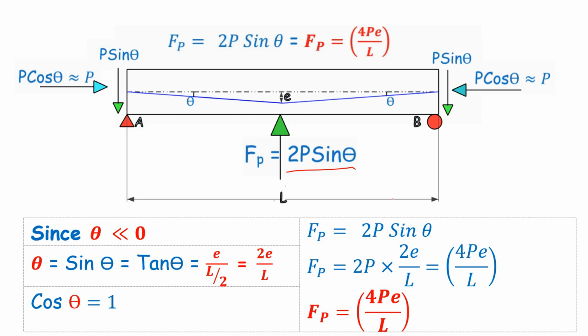So if you provide a kink for the tendon, it will ultimately create a pre-stressing force of 4PE by L, which is acting upwards. So this beam is now efficient and enhanced when compared to the simply supported beam with normal reinforcement. In case of pre-stressing provided with the kink, it is going to provide you a force in the opposite direction of the external loads, that is equal to 4PE by L.